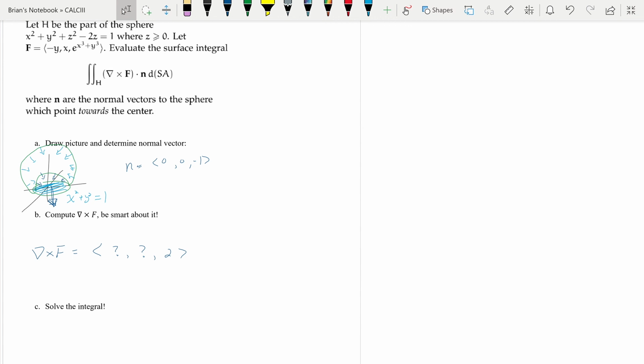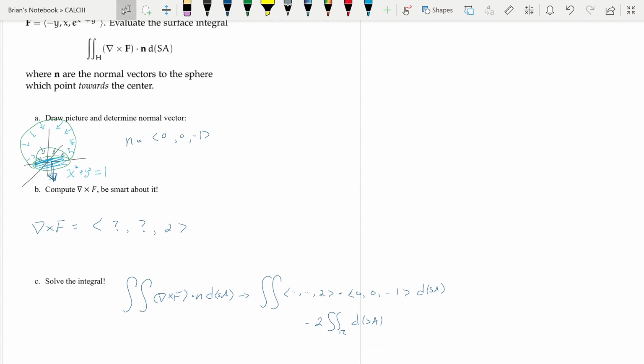Next, if we just solve the integral, we'll plug in the Stokes equation, the integral of F dot n dS. So we'll get 2 dot (0, 0, -1) dS. And so we'll get -2 times the integral of dS over our region. The surface area is, we've seen this a million times now, just pi times 1 squared, so we'll get -2 times pi times 1 squared, which is just -2 pi.